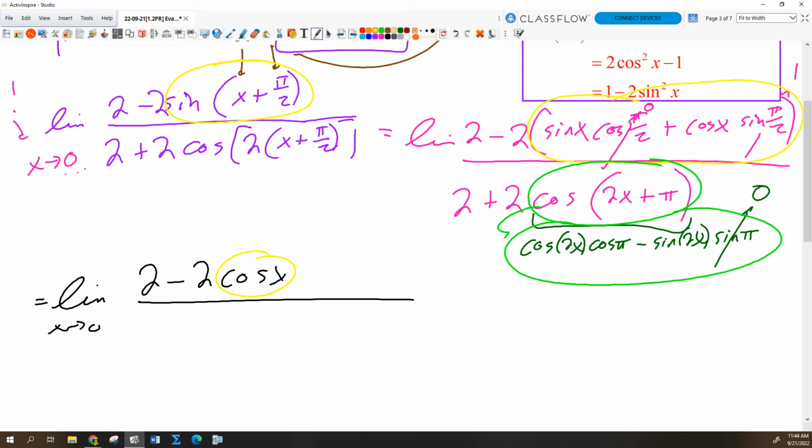Okay, on the bottom, we've got 2 plus 2 times the cosine of 2 times the quantity x plus pi halves. We got just this stuff on the bottom, right? The only thing that remained was cosine 2x times cosine pi, which remember is -1. So that whole thing just looks like, okay, so here's everything from that green bubble ends up there. That's it. Okay.